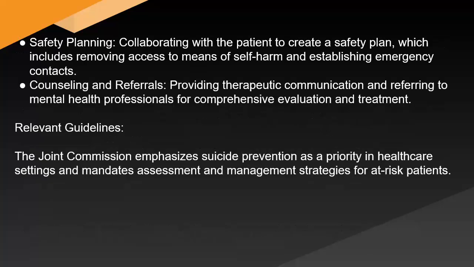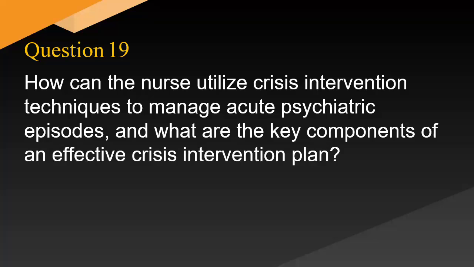Safety planning: collaborating with the patient to create a safety plan, which includes removing access to means of self-harm and establishing emergency contacts. Counseling and referrals: providing therapeutic communication and referring to mental health professionals for comprehensive evaluation and treatment. Relevant guidelines: the Joint Commission emphasizes suicide prevention as a priority in healthcare settings and mandates assessment and management strategies for at-risk patients. How can the nurse utilize crisis intervention techniques to manage acute psychiatric episodes, and what are the key components of an effective crisis intervention plan?